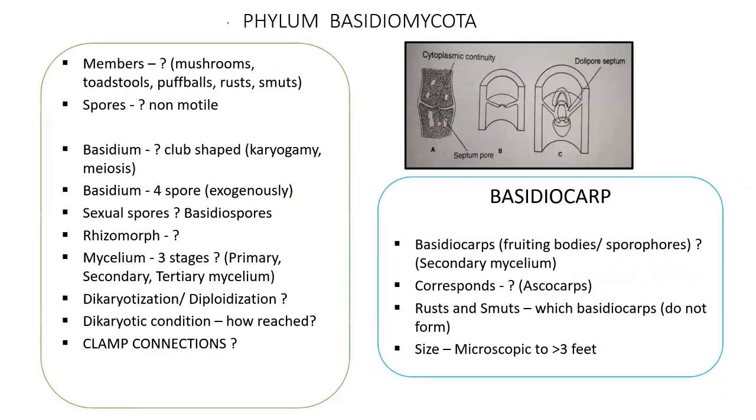Then we move on to the next phylum, and that is Basidiomycota. It includes mushroom, toadstool, puffballs, rust, and the smuts. Then the spores that are produced, what are the kinds of spores that are produced? That is non-motile spores are produced.